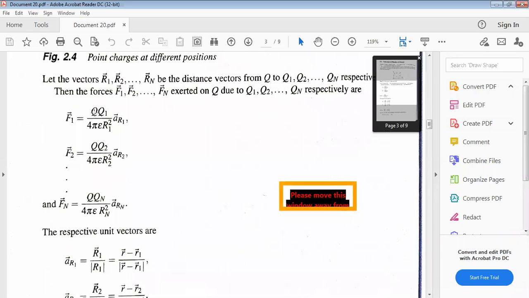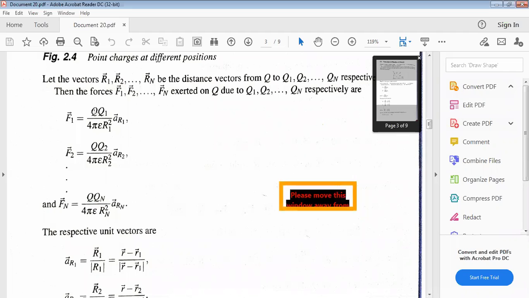The derivation is also simple; again, it is only from Coulomb's law. Let the vectors r1, r2, up to rn be the distance vectors from Q1, Q2, up to Qn respectively. Then the forces F1, F2, up to Fn are exerted on q due to the individual point charges Q1, Q2, Q3, up to Qn. That is the picture.